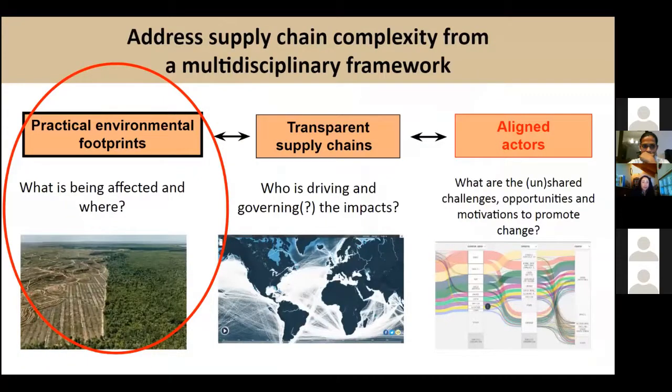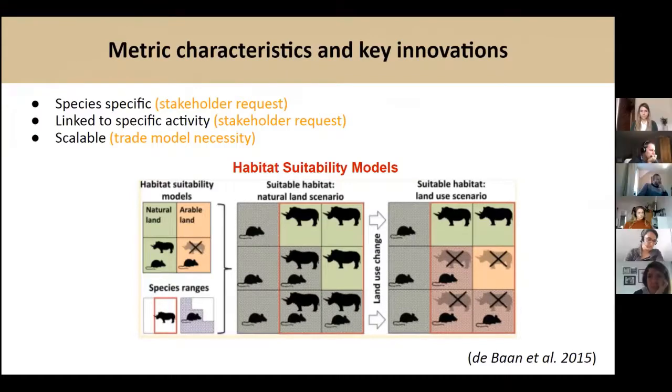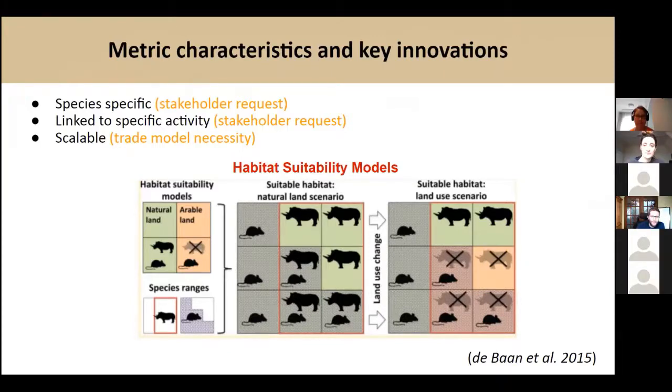So how did we develop and design this framework, these methodologies? I will now be telling you about the biodiversity footprint, which is some of the work that I led within this collaborative project. So, as I mentioned before, we engaged with these stakeholders to understand what their needs were to apply this information that we were developing, this methodology we were developing. And here I list 3 key characteristics that they mentioned the metric should have. As I said, it should be species specific.